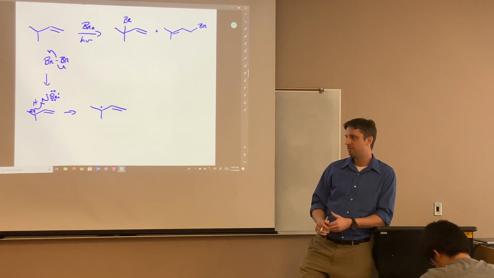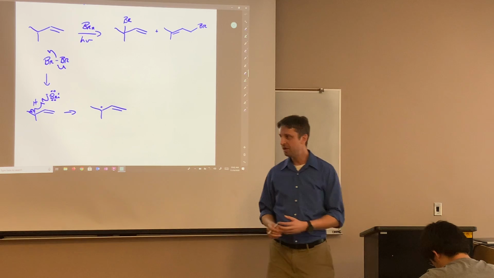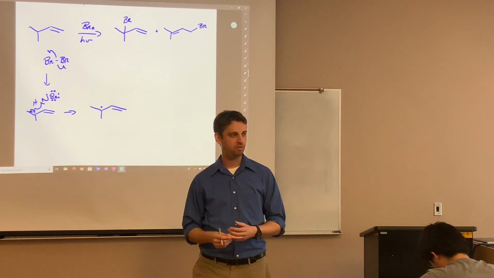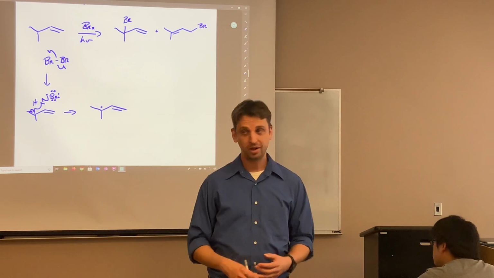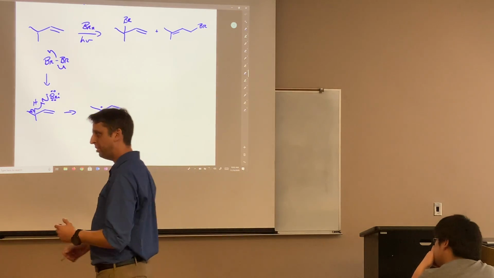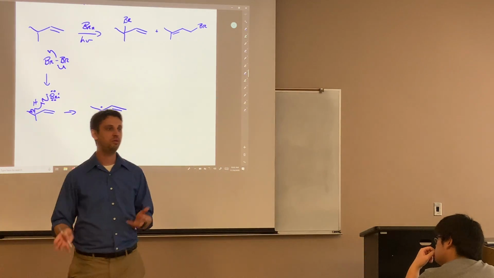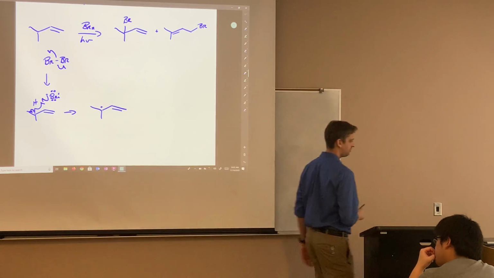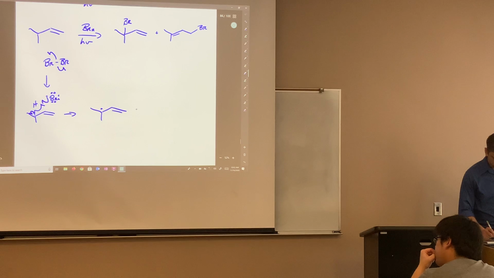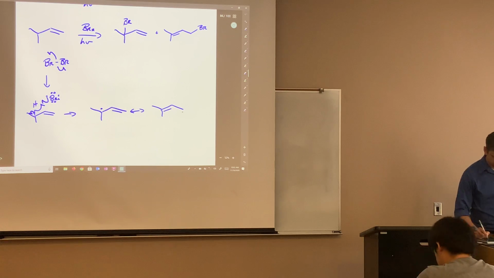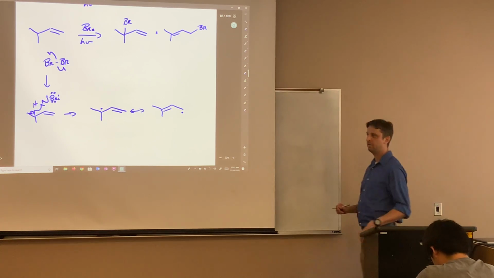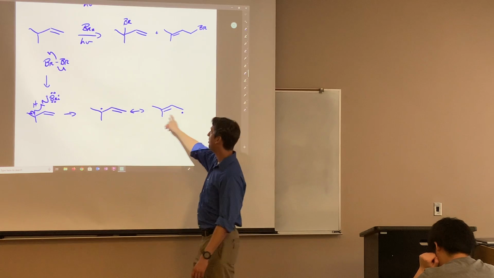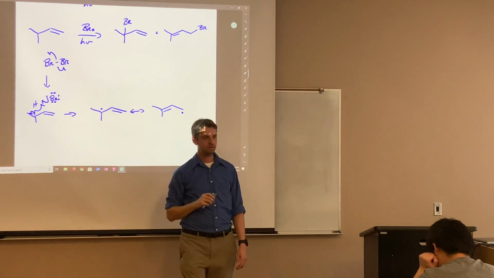Remember, we're always looking to make the most stable intermediate, whether it's a cation or a radical. Can we stabilize this? Sure. How can we stabilize it? Through resonance. Got it? So we can draw a resonance structure wherein we generate this. Correct? So now can we see how we get to both of those products up there?